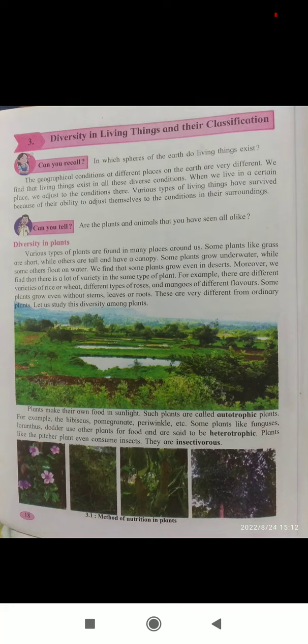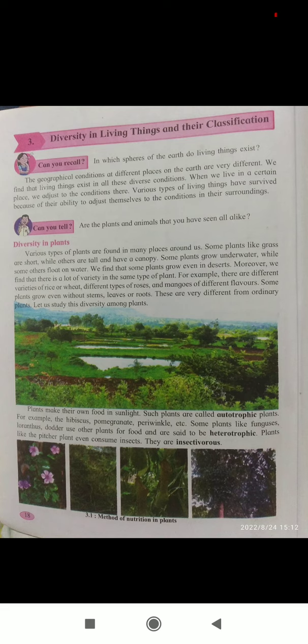Chapter 3, Diversity in Living Things and the Classification. The geographical conditions at different places on the earth are very different. We find that living things exist in all these diverse conditions. When we live in a certain place, we adjust to the conditions there. Various types of living things have survived because of their ability to adjust themselves to the conditions in their surroundings.